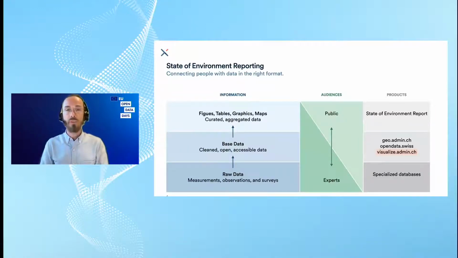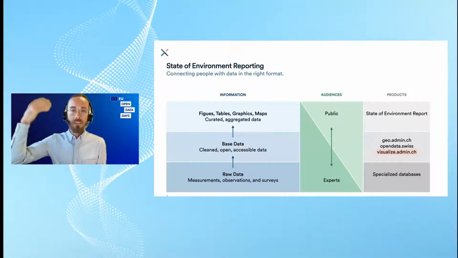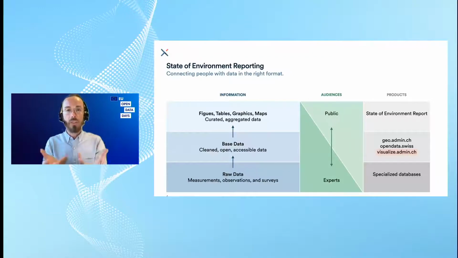One layer up, one step of refinement up, we have base data, which is cleaned, open, accessible data. And that data is both interesting to the general public as well as to domain experts. And that is being published as open data on opendata.swiss or as geospatial data on geo.admin.ch, and now also as visualize.admin.ch. And then the last step of refinement is curated, aggregated data in the forms of figures, tables, graphics, maps, and so forth that are oftentimes being used in reports primarily geared towards the public.